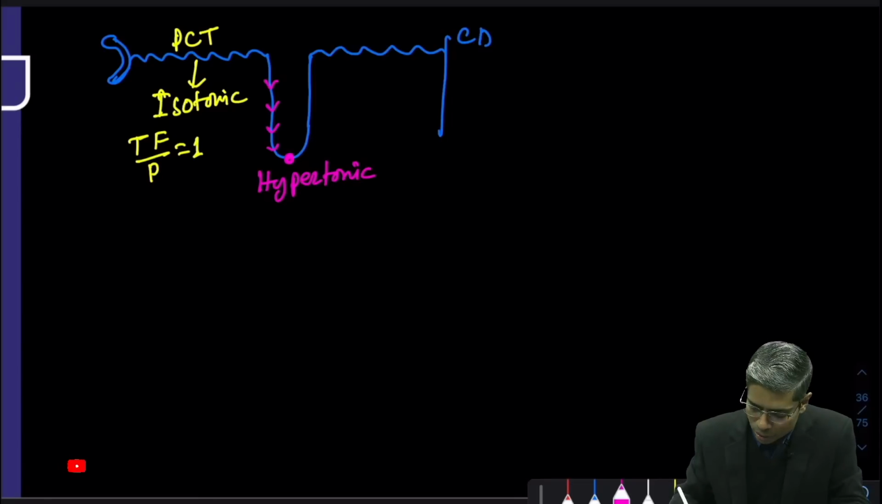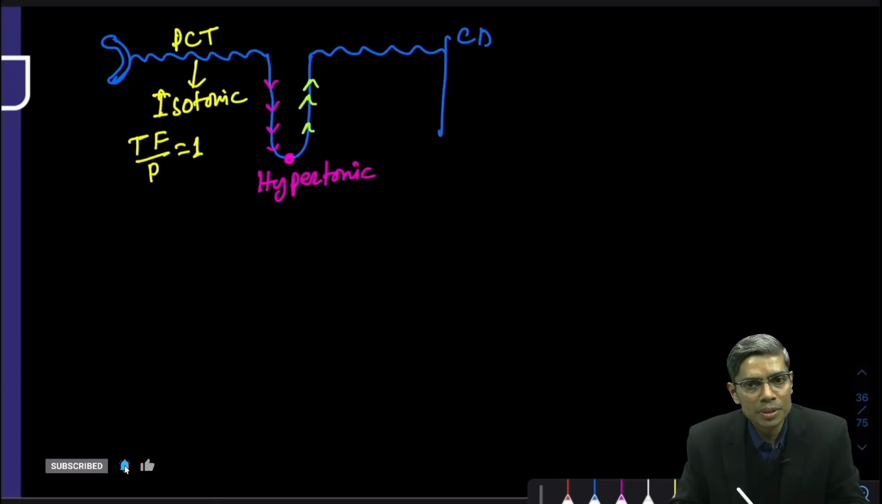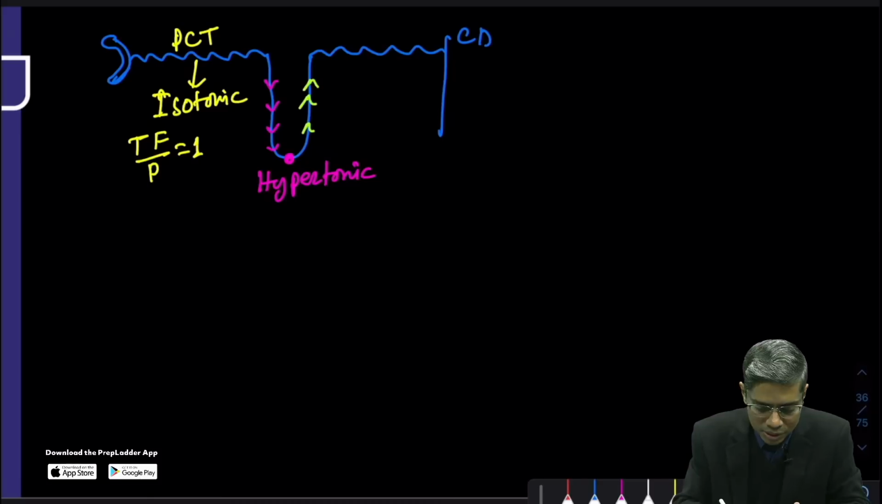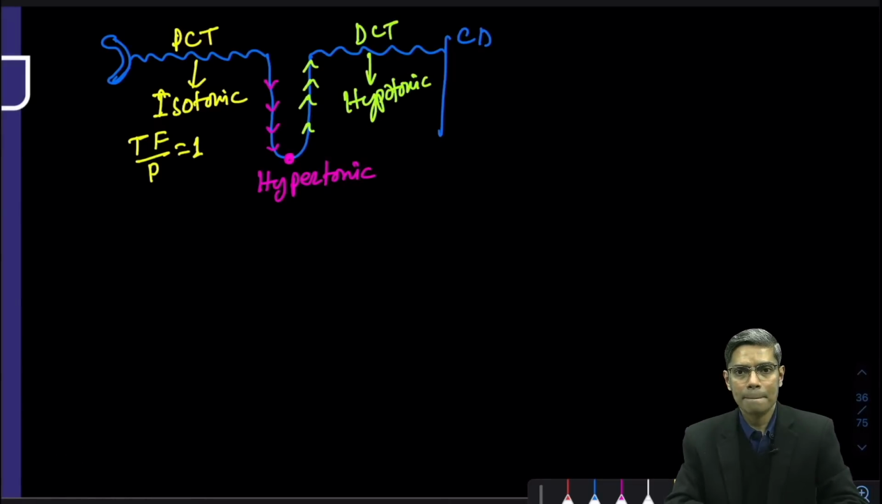Then when it is going through the ascending part of the loop of Henle, all of you know that solute is going to be reabsorbed here. So, when the solute is reabsorbed, then what will happen to the tonicity of the tubular fluid? First it will be isotonic, followed by it will be hypotonic, means at the level of DCT, the tonicity of the fluid will be hypotonic, right?